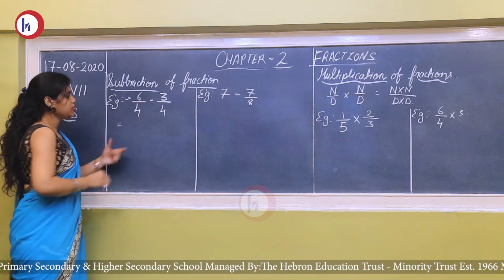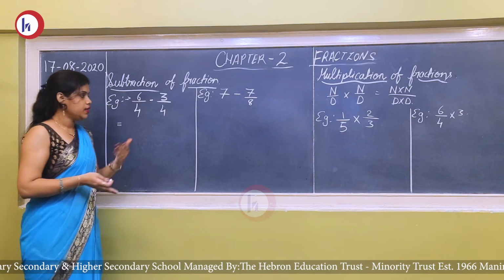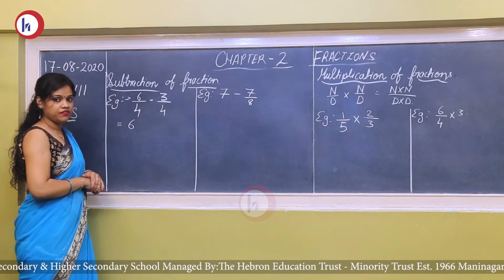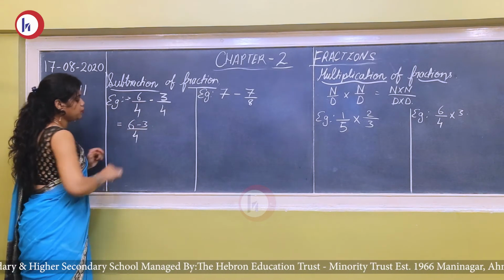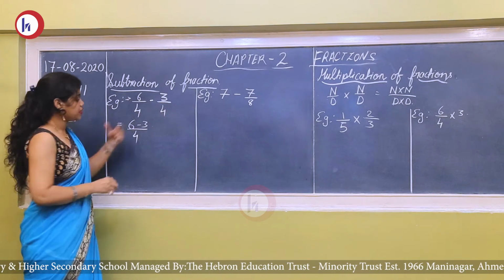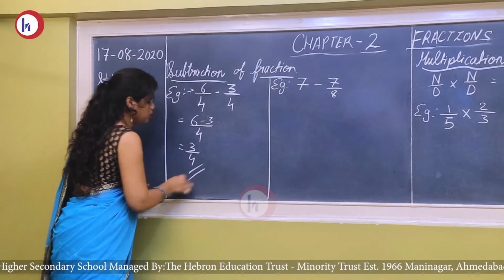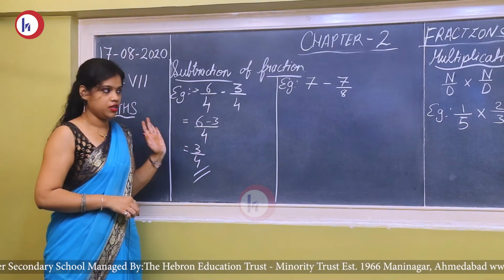So first thing is you will see whether the denominator is equal or not. If it is equal, then direct subtraction can be done. Like the first example I have taken, the same as the addition one. 6 minus 3. Denominator you will write one time because it is a like fraction. So 6 minus 3 will be 3 upon 4. So the way we do addition, we do subtraction also.